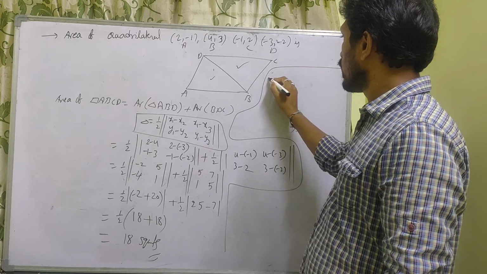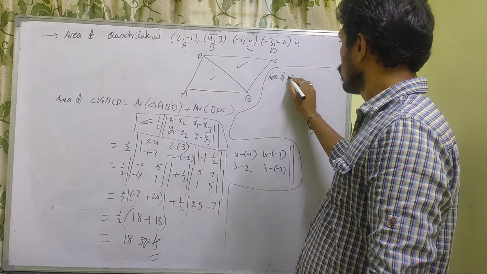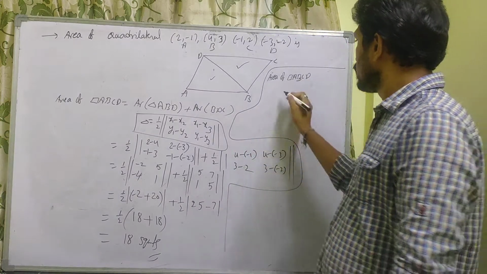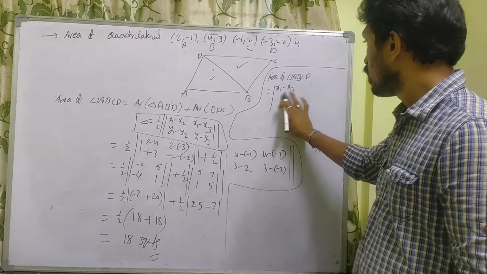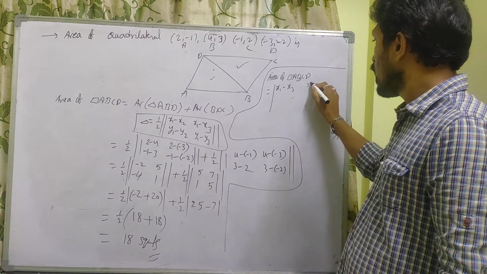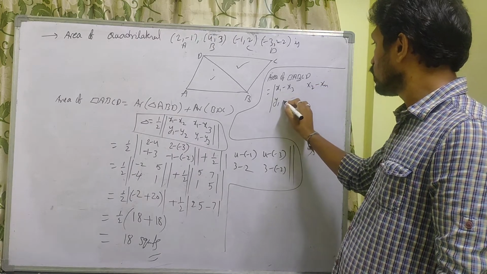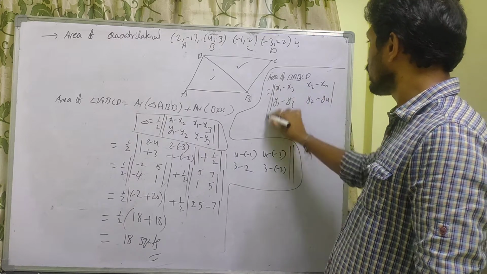So the area of quadrilateral ABCD is equal to, directly you take, that is nothing but what? Half into x1 minus x3, odd positions, x2 minus x4, even positions, y1 minus y3, y2 minus y4, modulus and determinant.